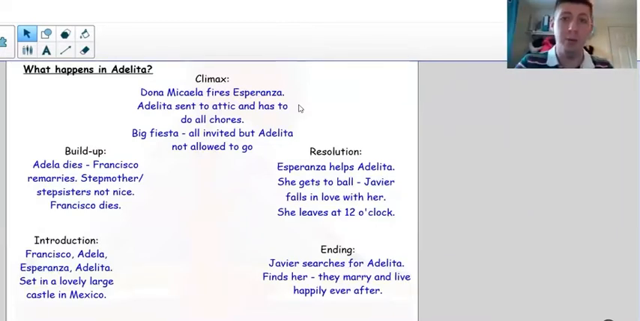Now, on Tuesday's lesson, we had a look at what happens in the story of Adelita, and we made our story plans about what happened in each of the 5 sections: the introduction, the build-up, the climax, the resolution, and the ending. Now, today we're going to be putting all of those into our own piece of extended writing, which will probably take you about half an hour. What I'm going to do is show you the different sections of my writing, and then you're going to see if you can basically replicate your own version.